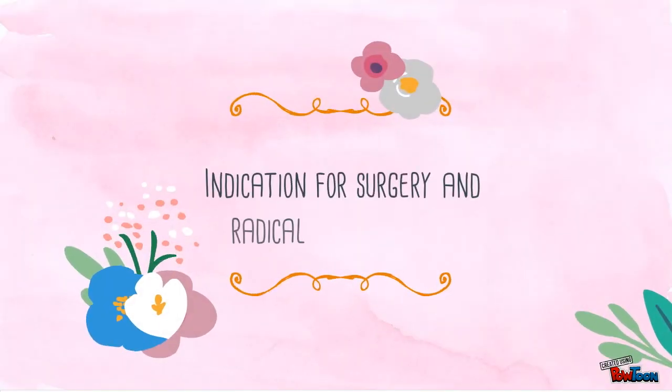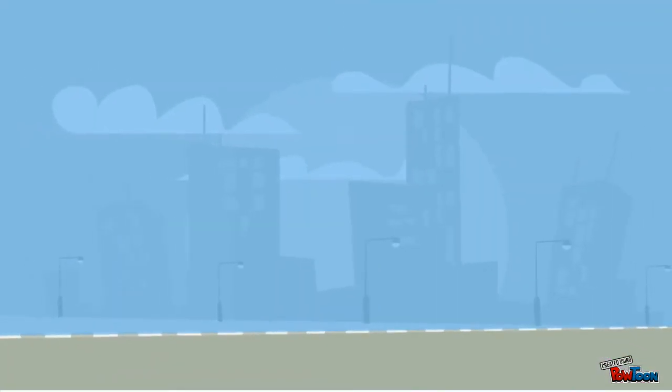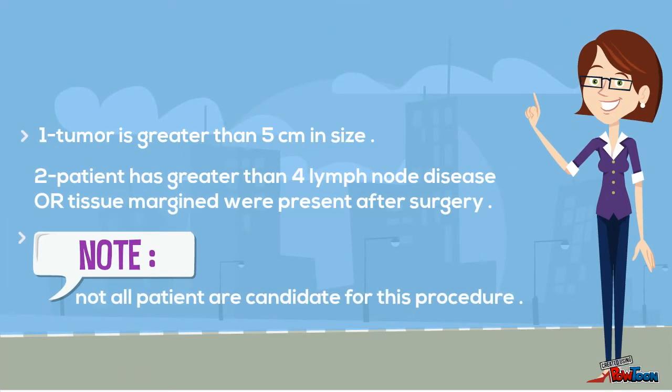Indications for surgery and radical mastectomy. 1. Tumor is greater than 5 cm in size. 2. Patient has greater than 4 lymph node disease or positive tissue margins after surgery. Note that not all patients are candidates for this procedure.